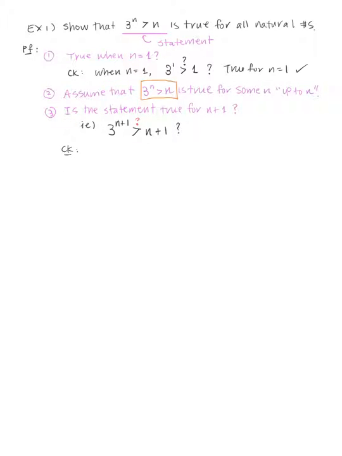Okay, so first of all, 3 to the n plus 1, that's the same thing as what? 3 to the n times 3 to the first. Okay, but the thing is, look at our assumption. Let me see, where can I draw the arrow? Look at this assumption right here. We're assuming that 3 to the n is going to be greater than n. So this whole quantity, 3 to the n times 3 to the first, is going to be greater than n. So this portion is going to be greater than n times 3 to the first. Do you see that part okay?